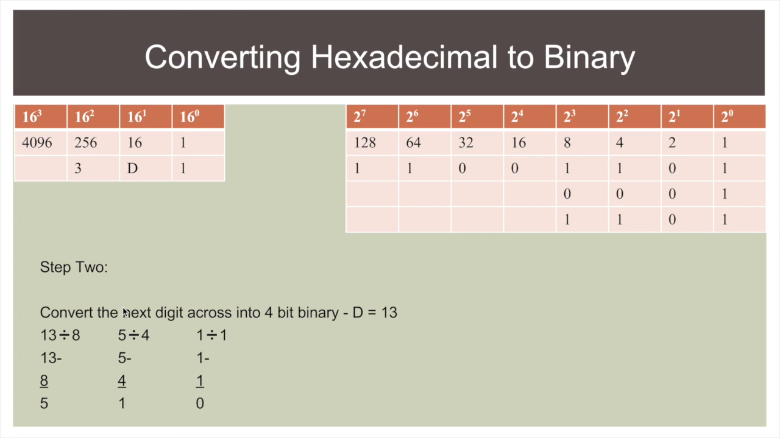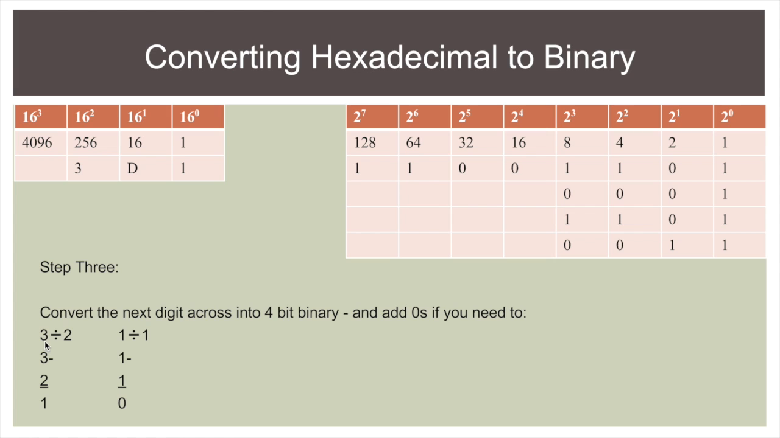The next one we need to convert is D. And so 13 divided by 8. 8 goes into 13 once with a remainder of 5. Then we convert 5. 4 goes into 5 once with a remainder of 1. And then it doesn't go into 2, but it does go into 1. And so that's our number there.